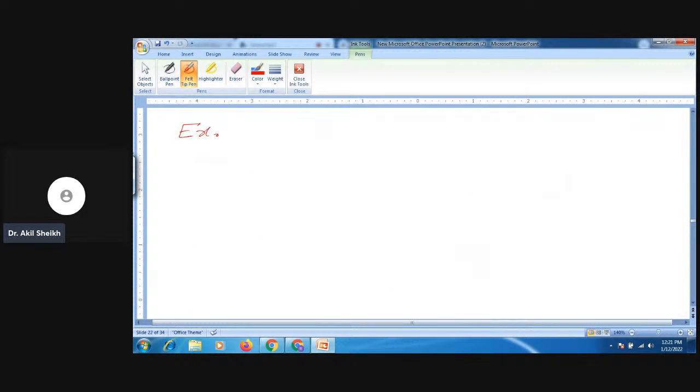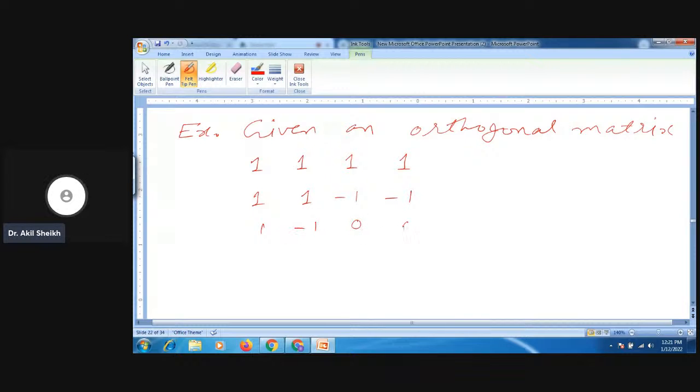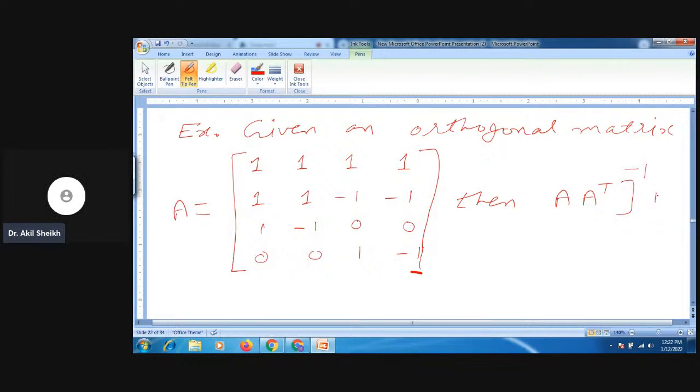Example. Given an orthogonal matrix, the matrix is here a 4 by 4 matrix: 1 1 1 1, 1 1 minus 1 minus 1, 1 minus 1 0 0, 0 0 1 minus 1. Then A into A transpose inverse is.